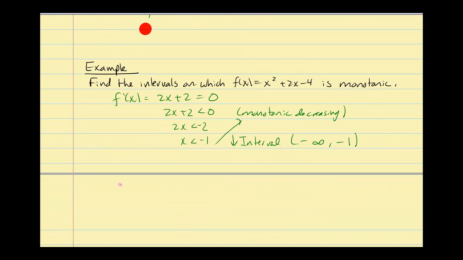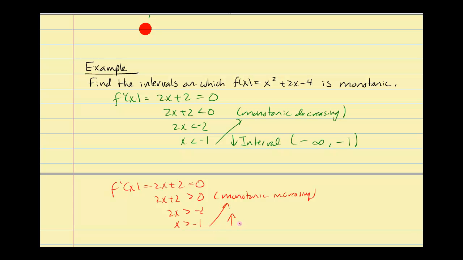Now doing the same problem, I would take f prime of x again, which was 2x plus 2. And I'd say, okay, this time I want to know where this derivative is positive. So I'd make it greater than 0. And this is where I'd have a monotonic increasing. Solving, I'd have 2x is greater than negative 2. Divide through by 2, x greater than negative 1. So this is where I have monotonic increasing. So this is my interval where I'm increasing. So I'm increasing from negative 1 to positive infinity, and of course we never bracket infinity.